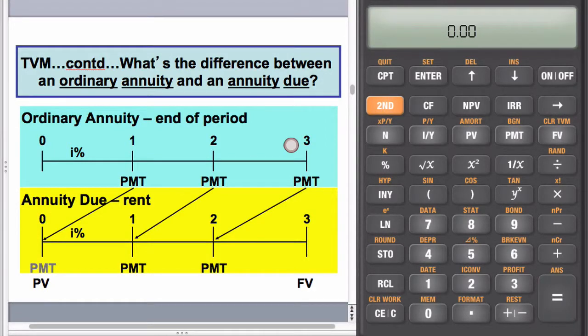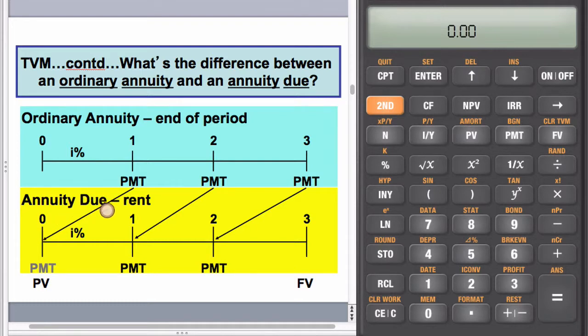In this section, we continue concepts on time value of money, TVM. The slide in front of you right now displays the difference between an ordinary annuity and an annuity due. The number of payments for the two annuities remains the same. The critical difference, however, is that the payment shifts up by one time period when the annuity is due.